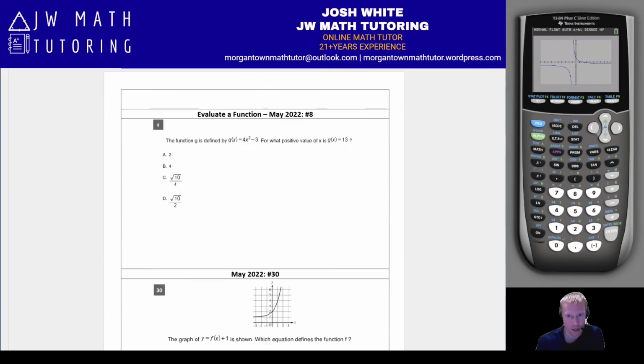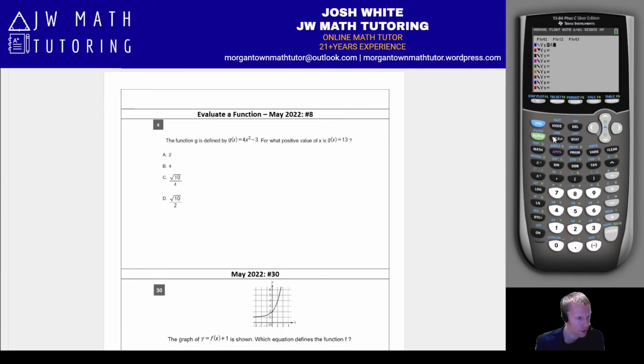Now, looking at another problem, here we have a problem from the May 2022 QAS. It's problem number 8, and it basically gives you a function, and it says for what positive value of x is this function equal to 13. So there are multiple ways we could actually do this one entirely on the graphing calculator. First method I'm going to show you is using the value operation.